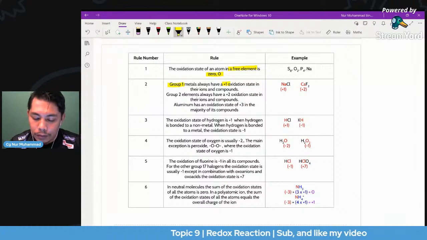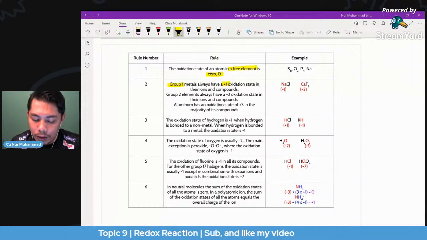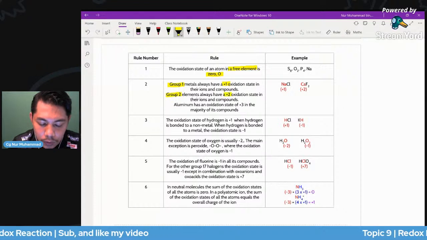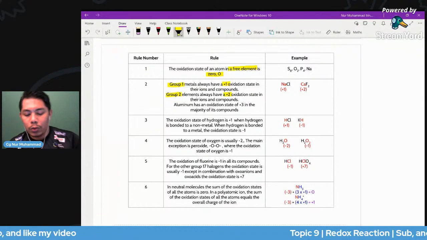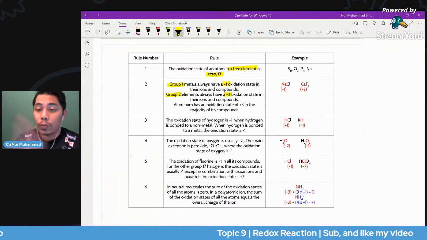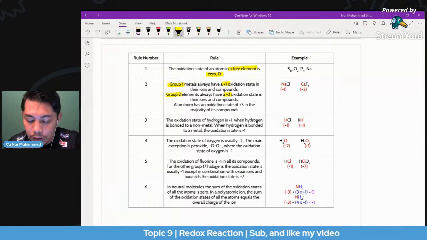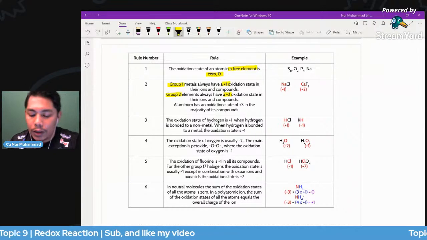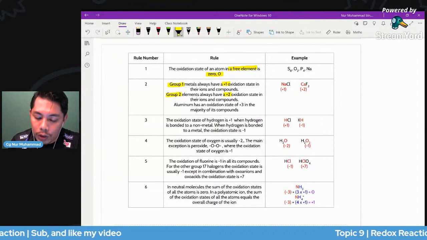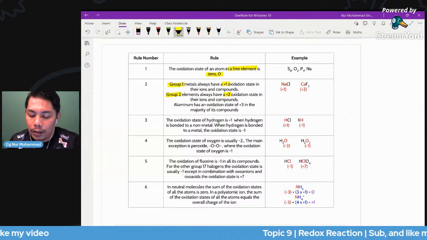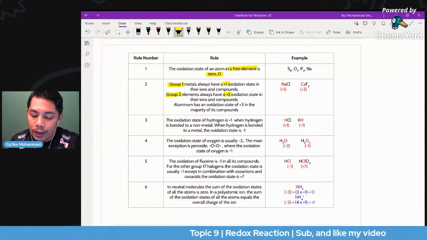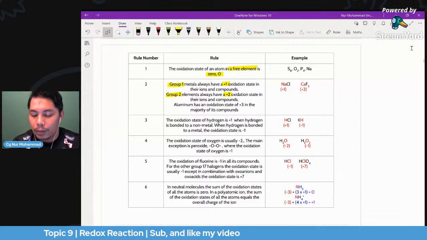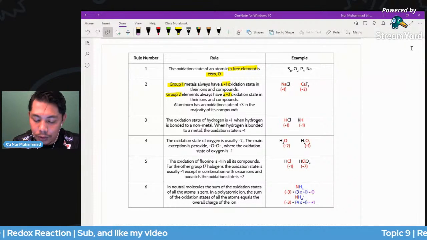Contohnya you have CaF2. Satu lagi group 2. All group 2 have 2 positive. So semua group 2 pun kamu kena ingat dia punya oxidation state dia. Barulah kita boleh cari untuk yang lain. Contohnya NaCl, CaF2 kan. Yang group 1 ni kita dah hafal dah. So kalau kamu tak hafal yang Cl, kita boleh cari oxidation number for Cl.